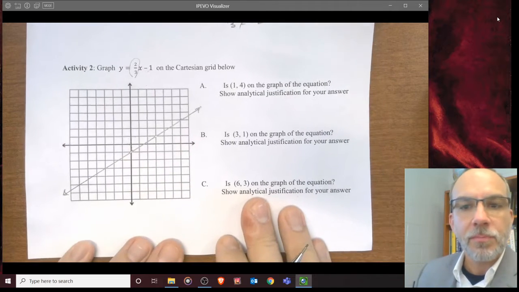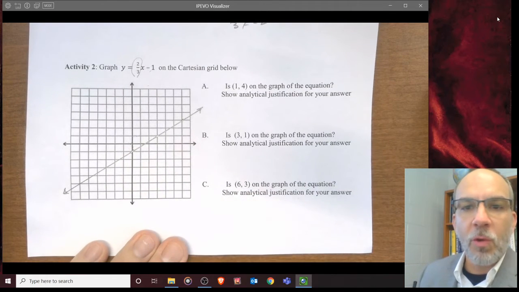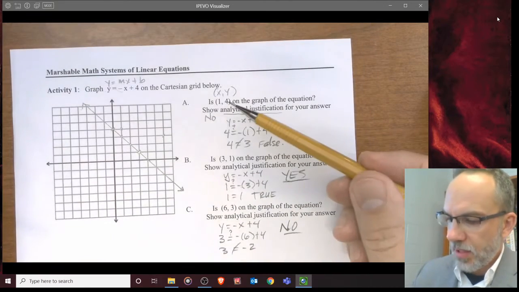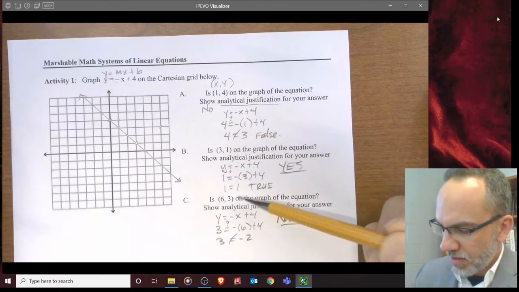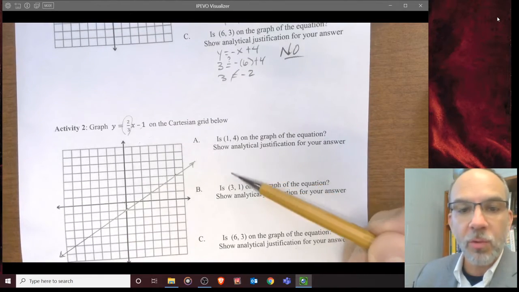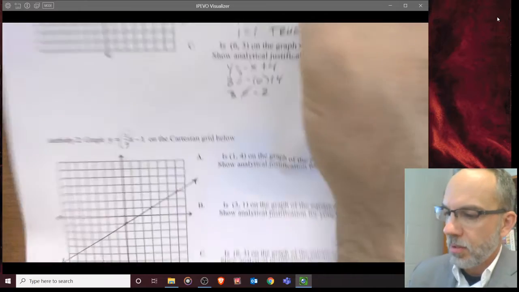There we go. Okay, is (1, 4) on the graph of the equation? Wait a minute. Isn't it the same question I asked right up here? Yes, it is. This is (1, 4), (3, 1), and then (6, 3). Same things here: (1, 4), (3, 1), and (6, 3). Okay, let's run it again.